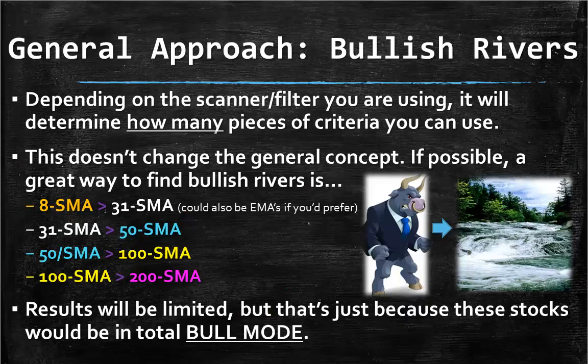Finding bullish rivers, I just want to give you a general approach. That way you can, because everybody's situation is going to be unique depending on the scanner, depending on maybe what your broker offers. But I just want to give you a general approach that you can try out. And then, of course, you can mix this stuff around. Depending, like I said, on the scanner and filter you're using, it's going to determine how many pieces of criteria you can use. If you're using a free site, then you may not be able to put in all these different bits of information. They may only let you put in a couple, maybe none at all, maybe more than this.